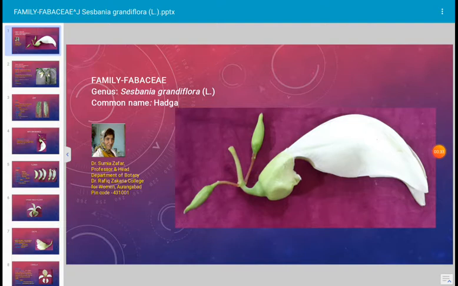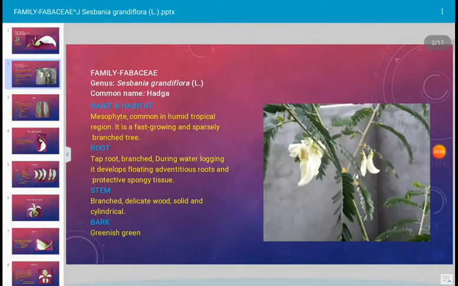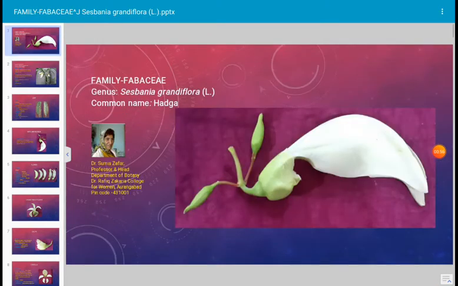And the family of this tree is Fabaceae and the genus is Sesbania grandiflora. This is the botanical name. This is a perennial tree, deciduous. What is deciduous? That which sheds its leaves annually. Such a tree is described as a deciduous tree. And it is very common. Deciduous trees are very common in tropical regions of the world.